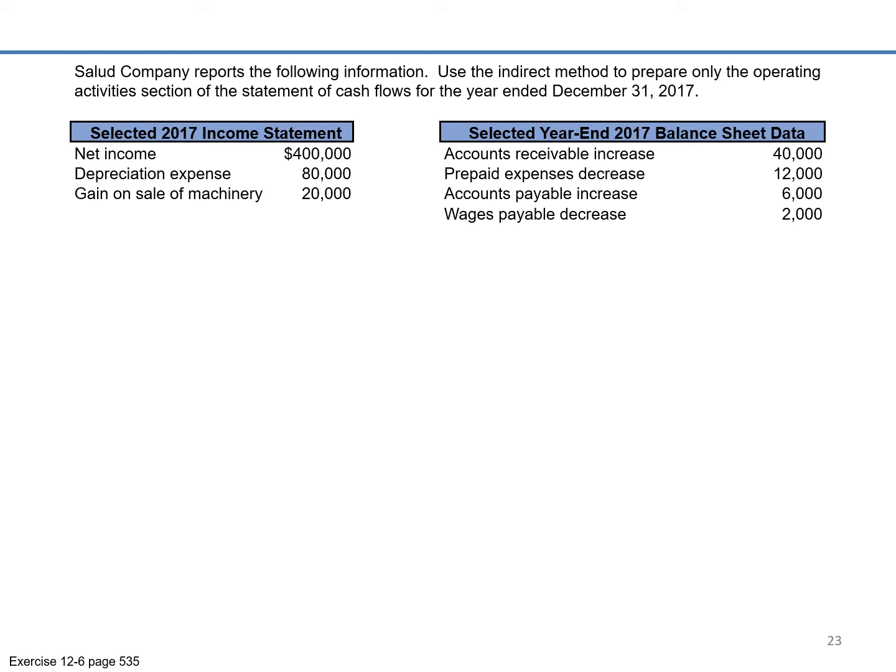Anyhow, company reports the following information. Use the indirect method to prepare only the operating activities section of the statement of cash flows for the year ended December 31st, 2017.